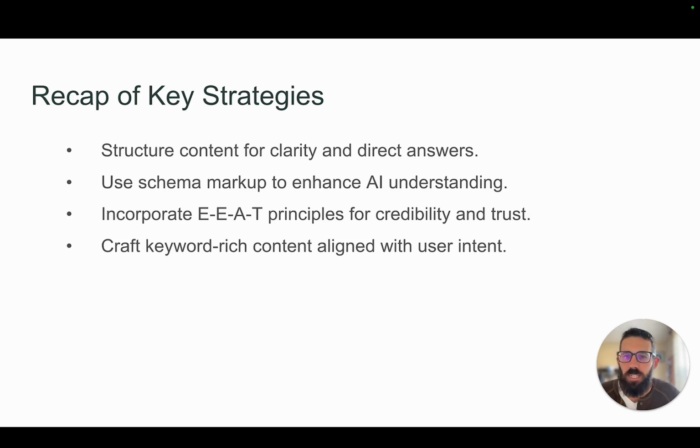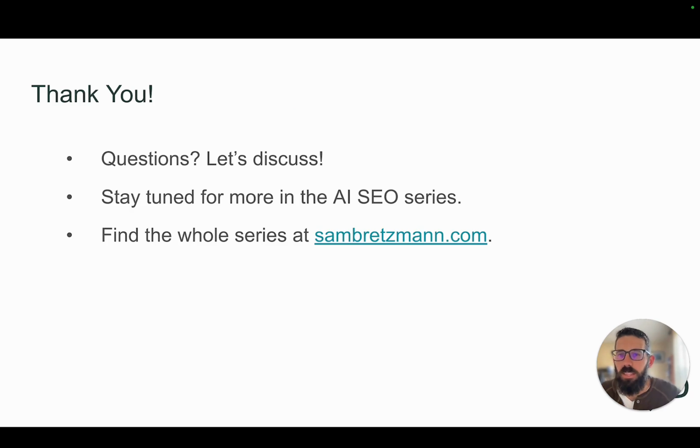Recap of our key strategies: structure content for clarity and direct answers, use schema markup to enhance AI understanding, incorporate EAT principles, so expertise, experience, authority, and trustworthiness, to build credibility and trust, good brand building, and then craft keyword-rich content aligned with user intent. All of these things are going to be helpful for traditional SEO, but also for showing up in Google AI overviews.